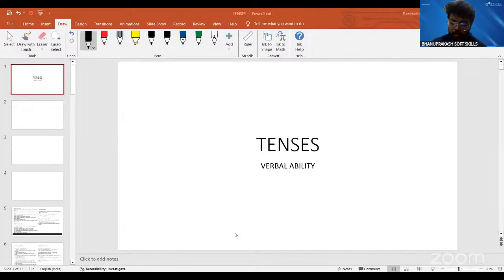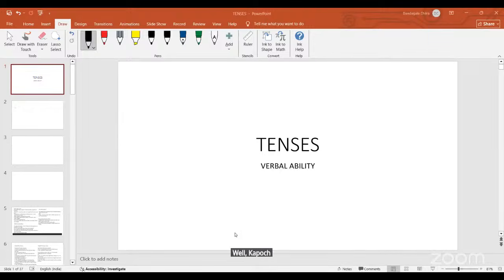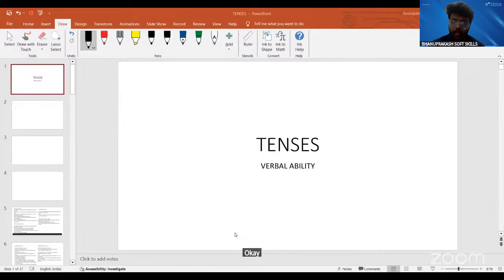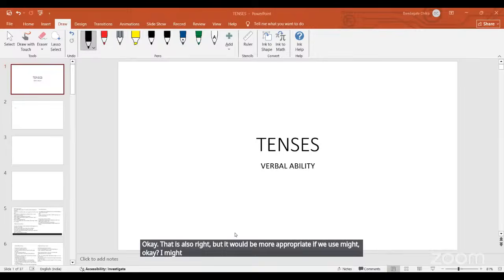It means I may not have gone home. Okay, that is also right, but it would be more appropriate if we use might. I might not have gone to home. Okay. Next.